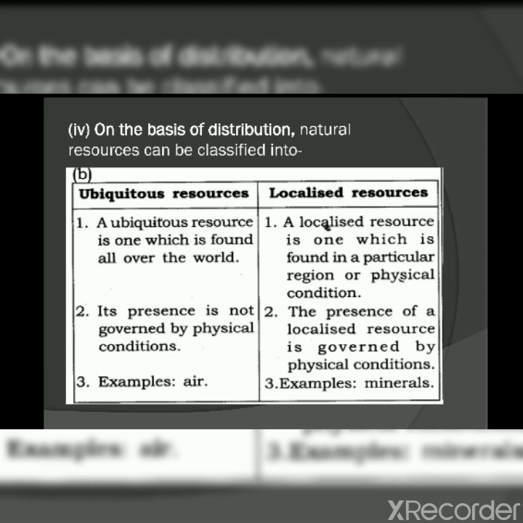Ubiquitous resources are found everywhere, like the air we breathe in. That is also a ubiquitous resource because it is found all over the world. Air is present everywhere. Whereas localized resources such as minerals might not be found everywhere in the world. They are not found in each part of the world. They are only found in certain parts. That is why we are saying that they are governed by the physical condition. Not every condition or every environment is perfect for the minerals to be found.